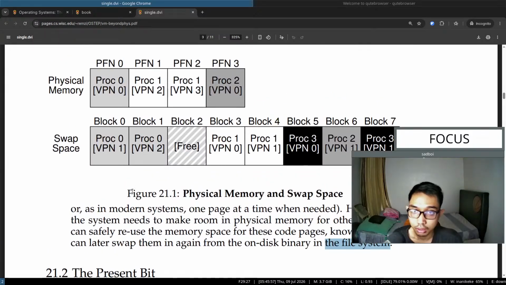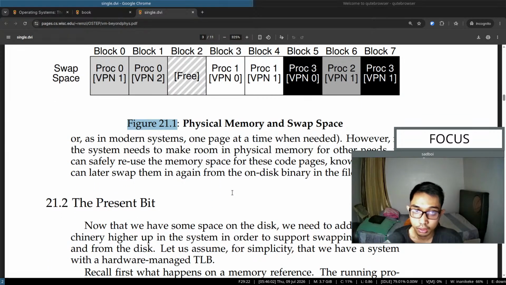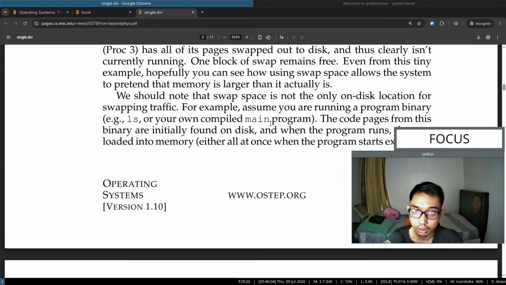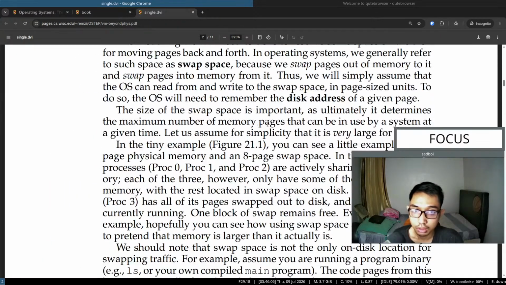Okay, figure 21.1, physical memory and swap space. This is the tiny example, right?